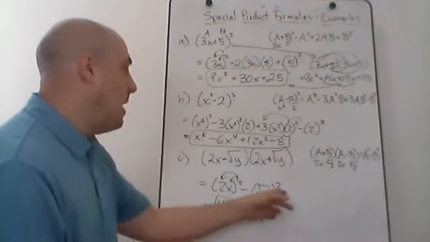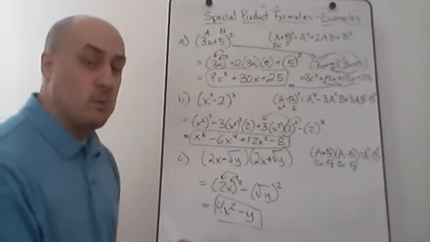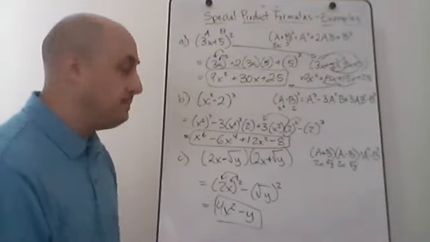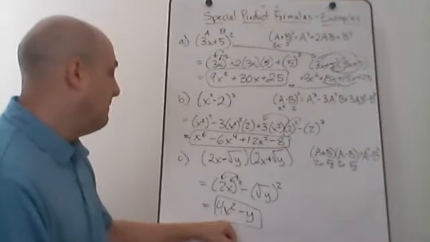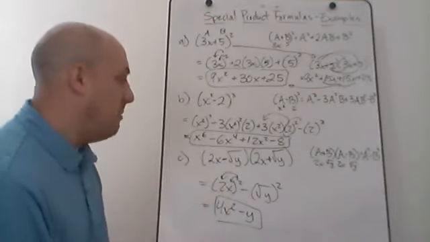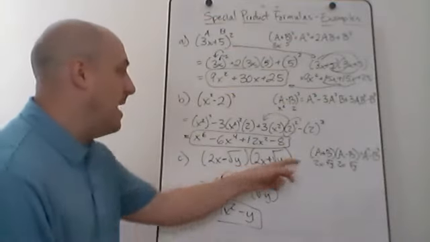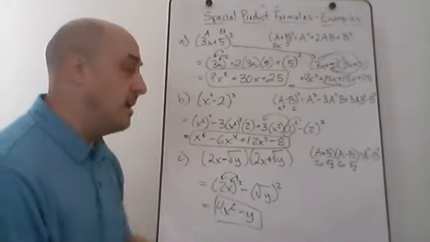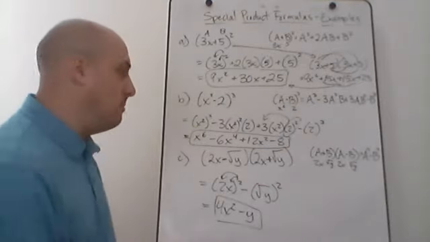And so the square root of y squared, if I did the square root of y times the square root of y, I just get y. So I get 4x squared minus y. That's the answer to this problem. Now, once again, if you don't recognize that this fits this formula, or if you forget what the formula is, you just go ahead and multiply it out.